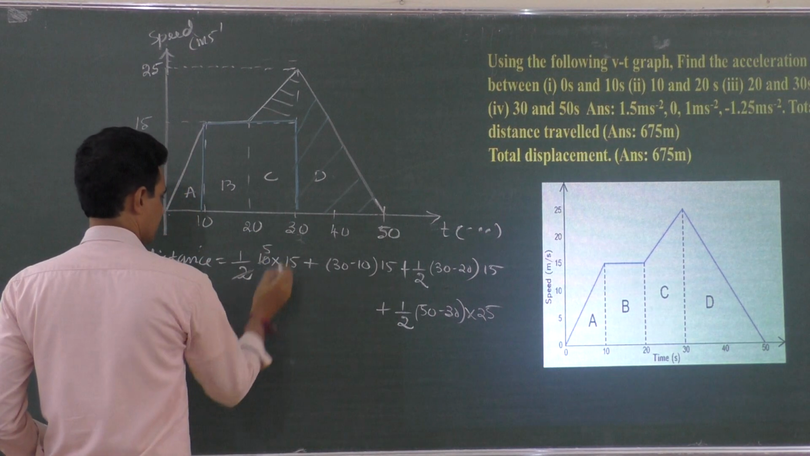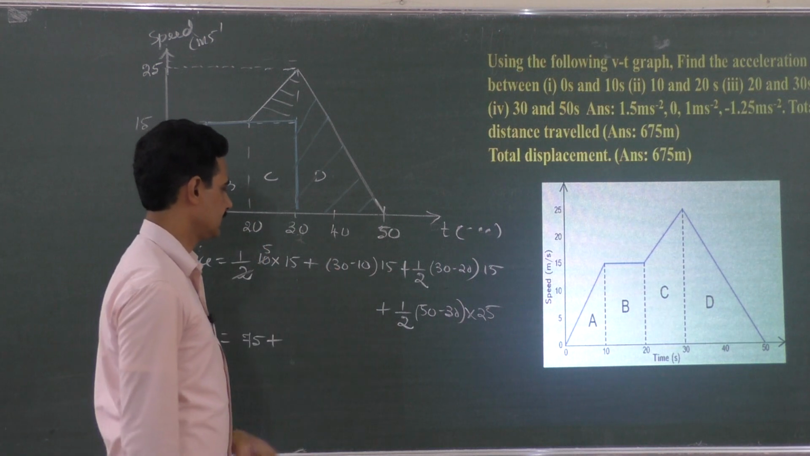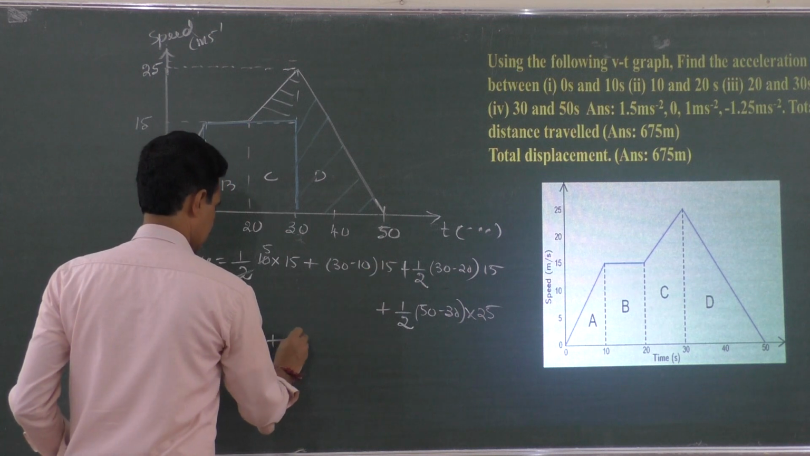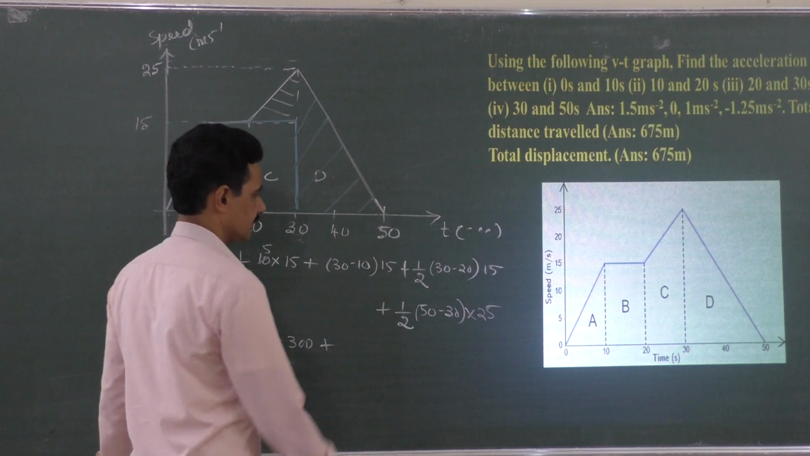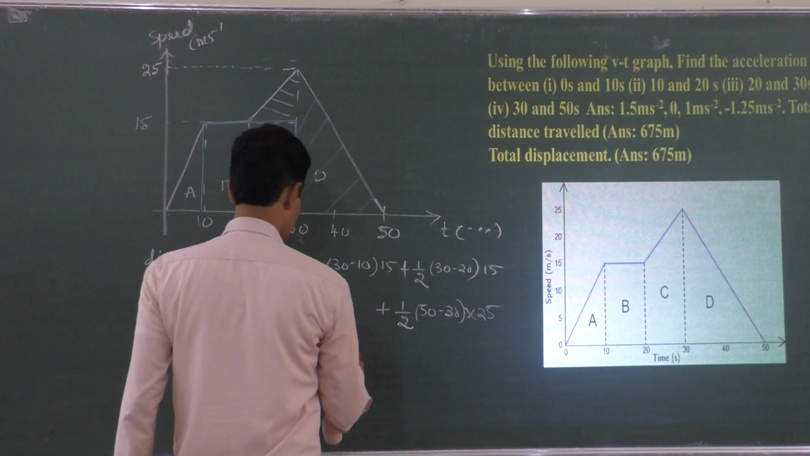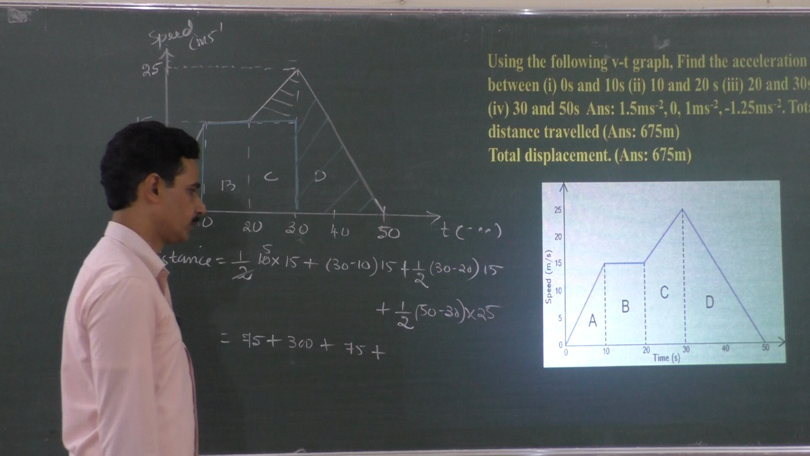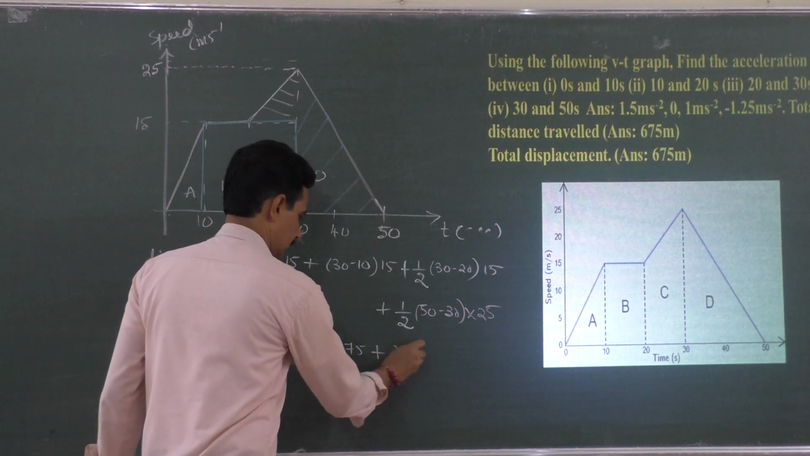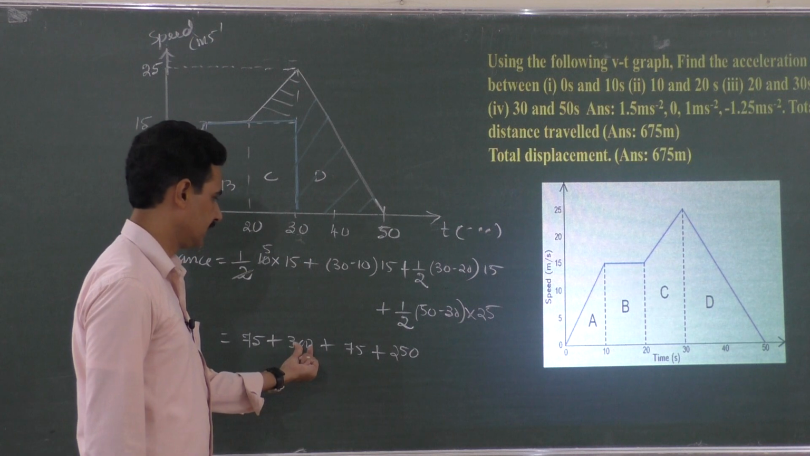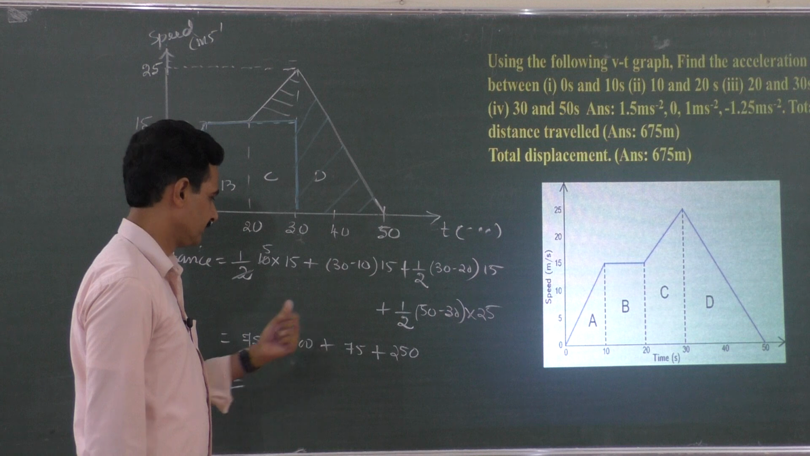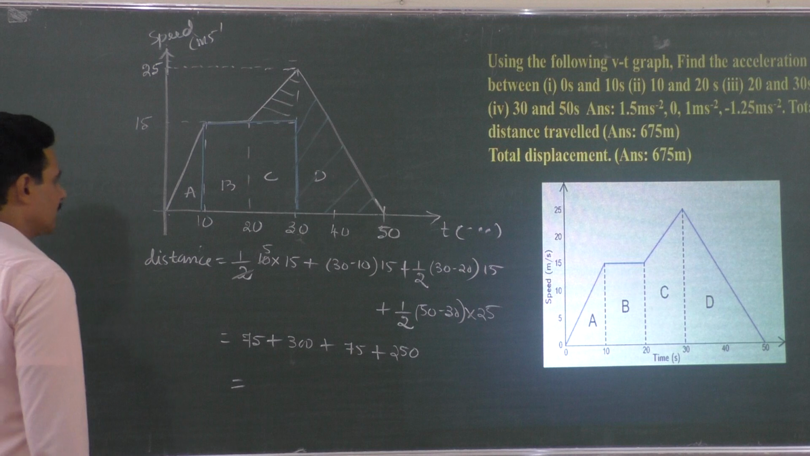This is 5 times 75, plus 30 minus 10 is 20, that is 20 into 15 is 300, plus half, this is 30 minus 20 is 10, again 75, plus 50 minus 30 is 20, 10, 250. We should get the same answer, not getting 450, 500, 700, it comes 25 meters more. Somewhere we have gone wrong.